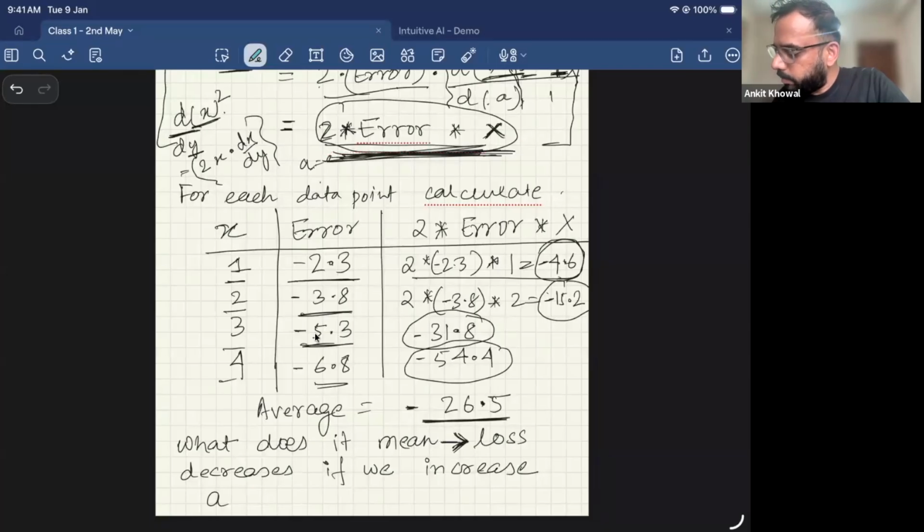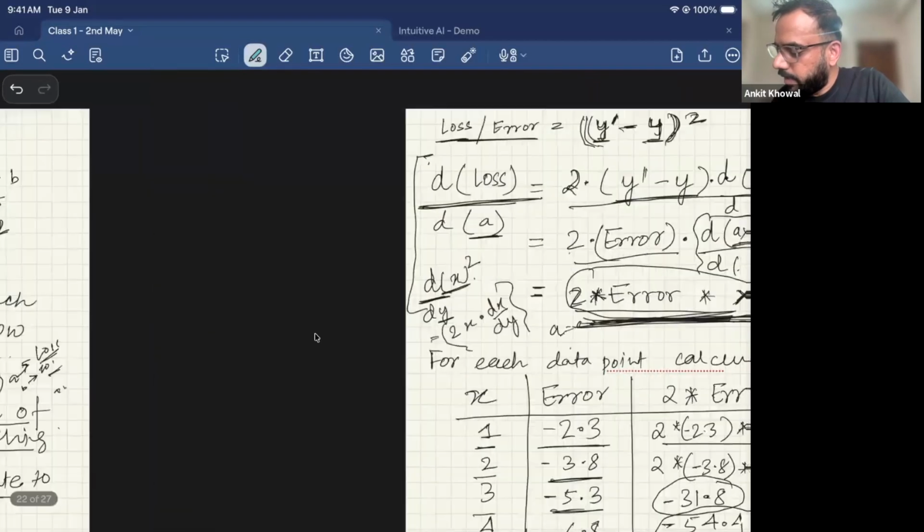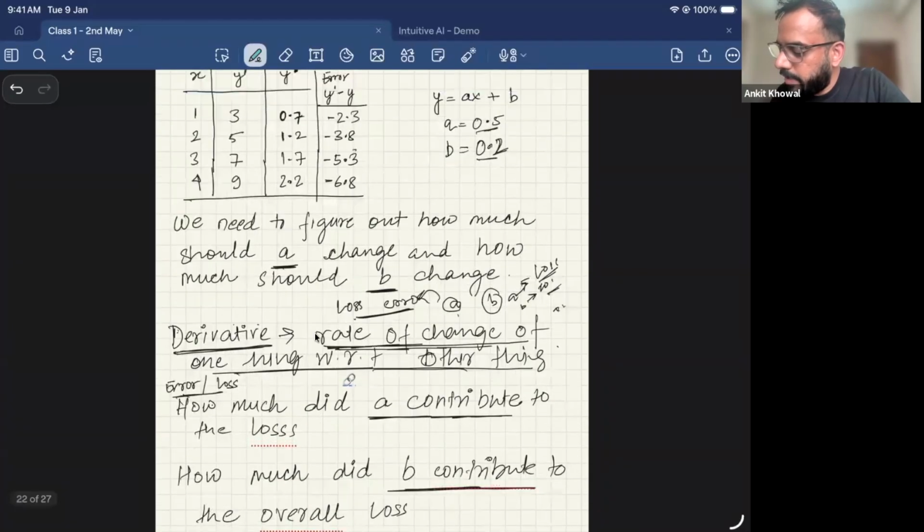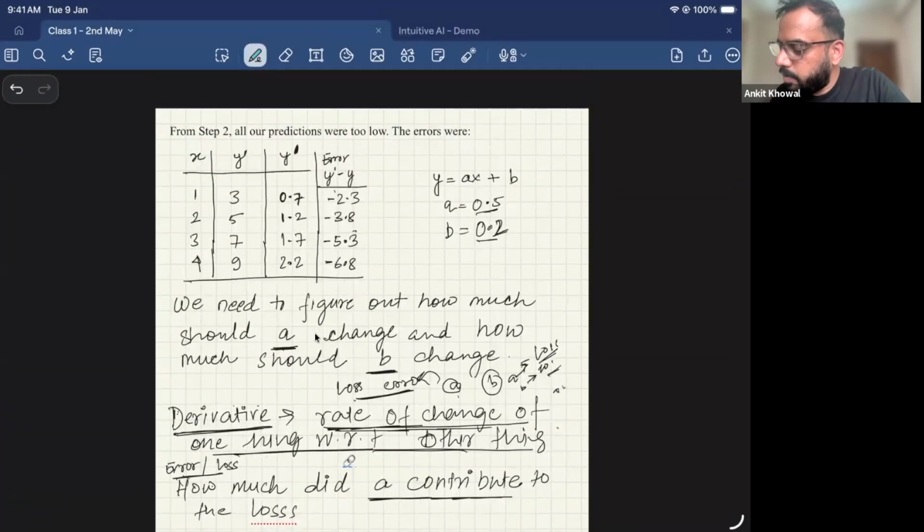What it means is that you can see these are all negative values, right? So we have to somehow increase the value of A. If you see from this equation, every time we were less. I was using the value of 0.5, and the actual output was 3, but I was at 0.7. So definitely I have to increase the value of A. My given output was 5, but I was at 1.2. So definitely I have to increase the value of A a little bit, because of this thing.